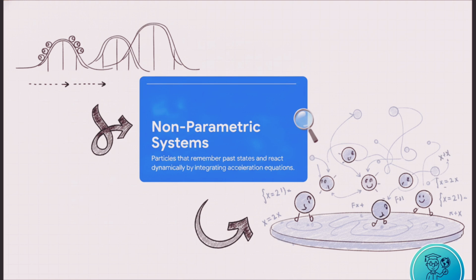They basically turn those roller coaster carts into actors on a stage. These particles actually have a memory of their previous instantaneous velocity and position. And because they remember where they just were and how fast they were going, they can dynamically react to the world around them by integrating equations of acceleration.